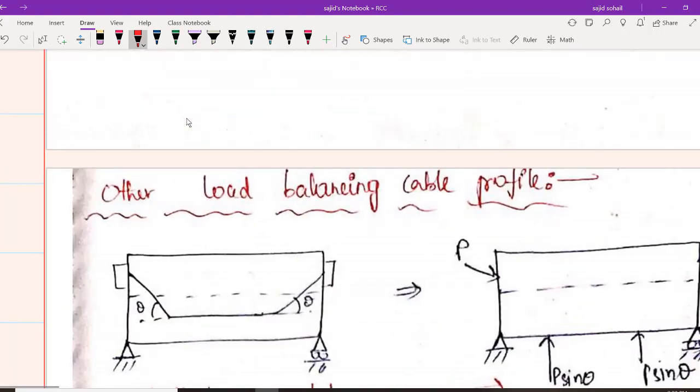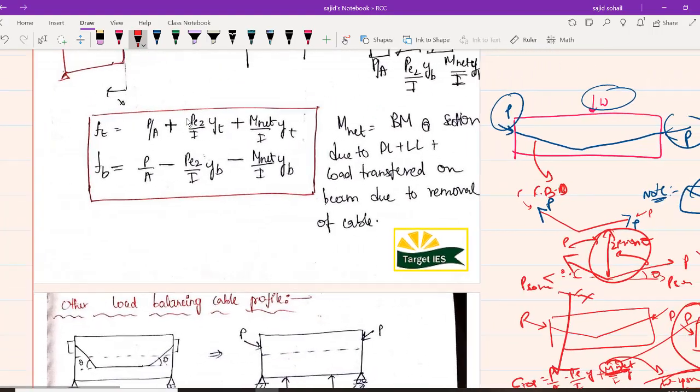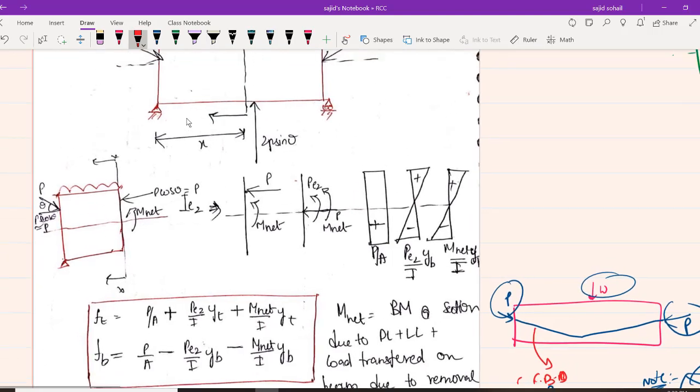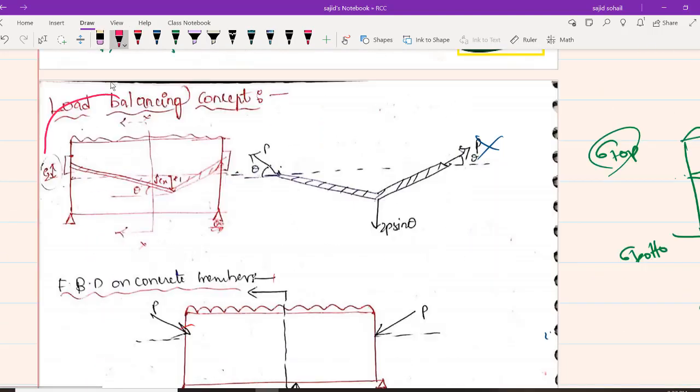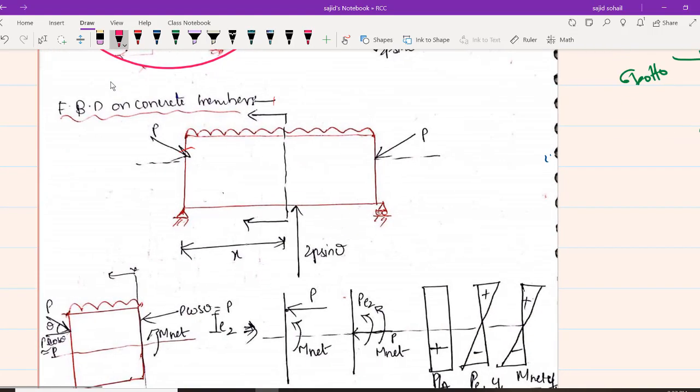Okay, so let us see it once. This is very important, bacho, very important. Let us see this load balancing concept. What I have done, because of this varying eccentricity, there is an upward force being induced in my body.